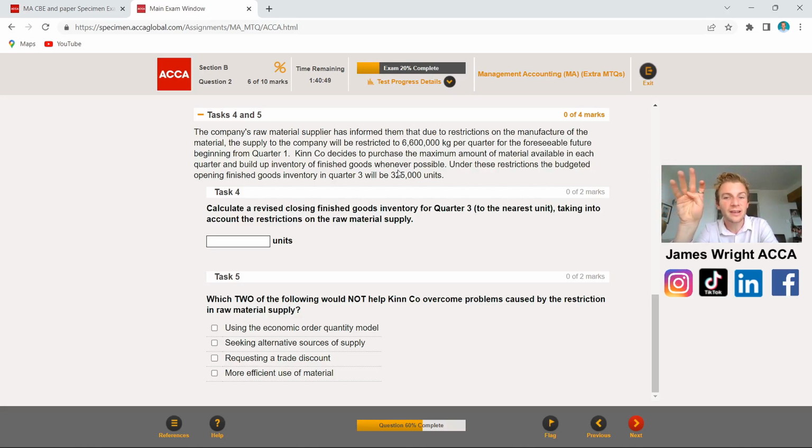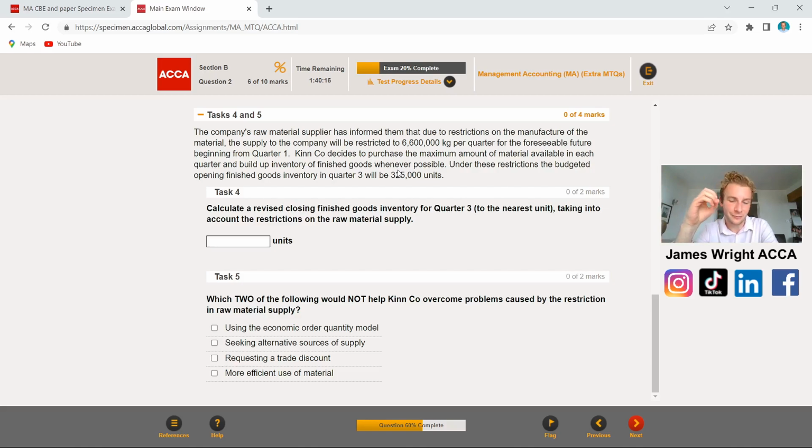Kinco decides to purchase the maximum amount of material available in each quarter, so that 6.6 they're gonna buy, and build up inventory of finished goods wherever possible. So if you've got anything left, carry it forward into the next period. Under these restrictions, the budgeted opening finished goods inventory for quarter 3 will be 325,000 units. So calculate the revised closing finished goods inventory for quarter 3, okay, in terms of the actual quantity for the raw material supply.